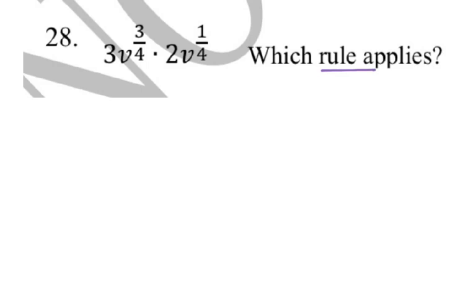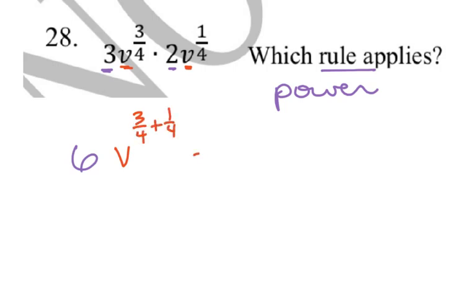Okay, this one, which rule applies? This is also going to be that first power rule. I'm going to take my 3 times my 2, but then for the v's, because I have the same base, I'm going to add my exponents. So 3/4 plus 1/4. So that's going to be 6v to the 3/4 plus 1/4, which is just 1.